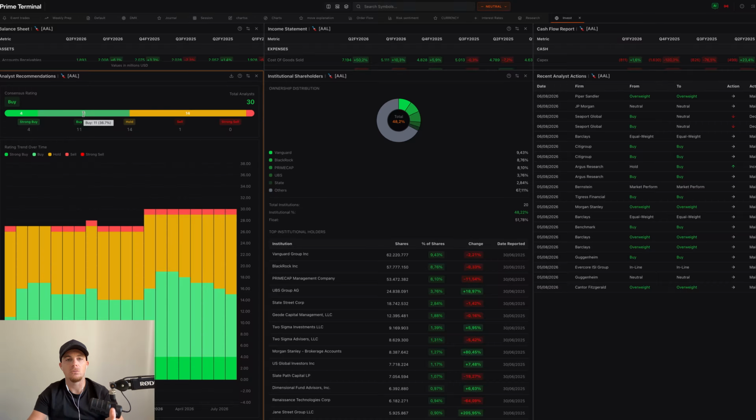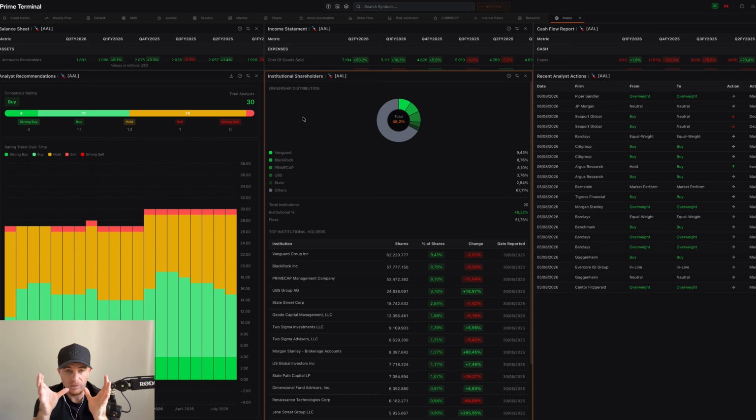You have another tool, which is the institutional shareholder. It just allows you to know what are the biggest shareholders of this specific company. So the big one is definitely Vanguard. You have Vanguard here, it's about 9.43%. And you can also notice the current percentage of shares. You have the amount here.